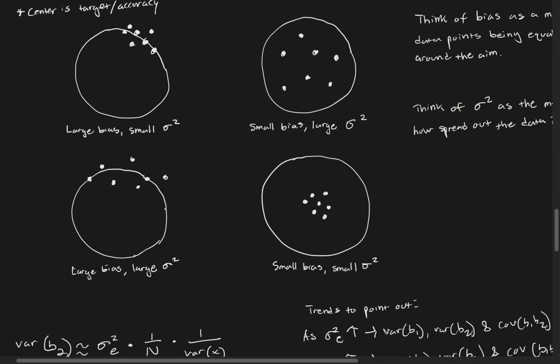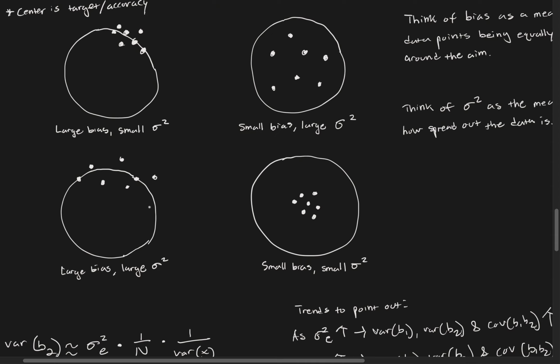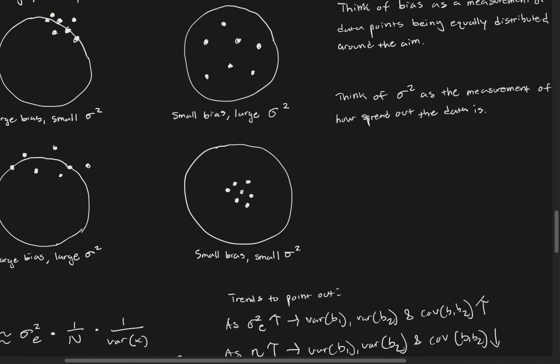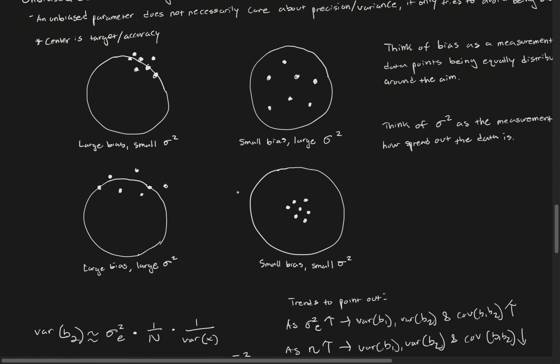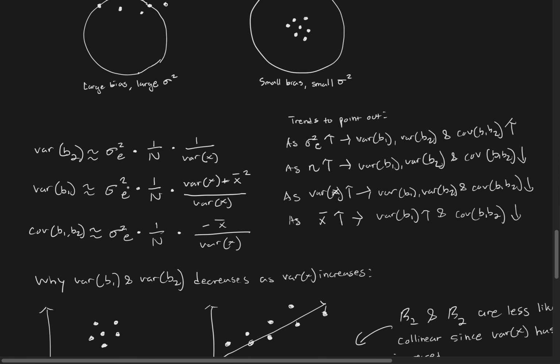The next one is large bias, large variance. We're nowhere near the aim, so that's a large bias, and the data points are scattered all around, so that equates to a large variance. And then lastly, we have a small bias because the data points are very close to the middle, and because they're all close together, we have a small variance as well. All right, and then mathematically, we can see what the variance of beta 2, the variance of beta 1, and the covariance of beta 1 and 2 equal.